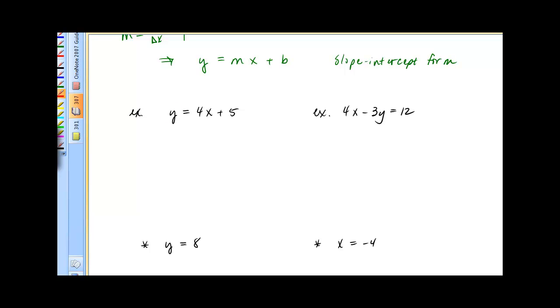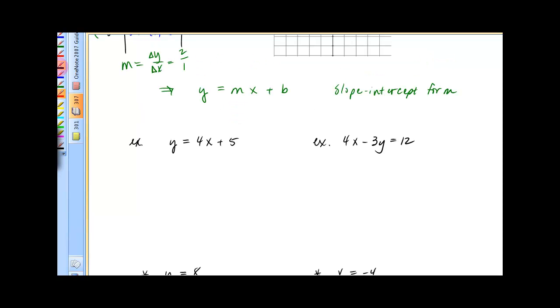The first example I'm going to work is y equals 4x plus 5. And let me just write this up here. In these examples, I want to identify the slope and y-intercepts. Okay, that's what I'm doing here in these examples.